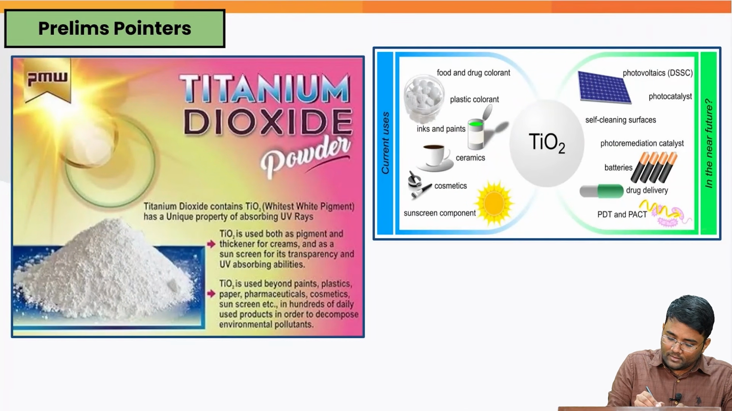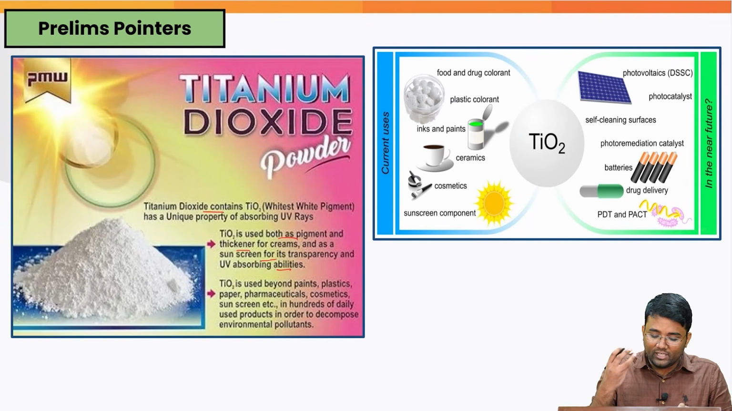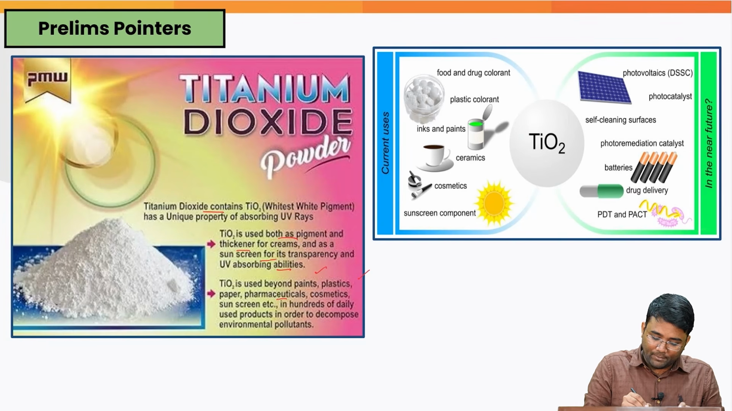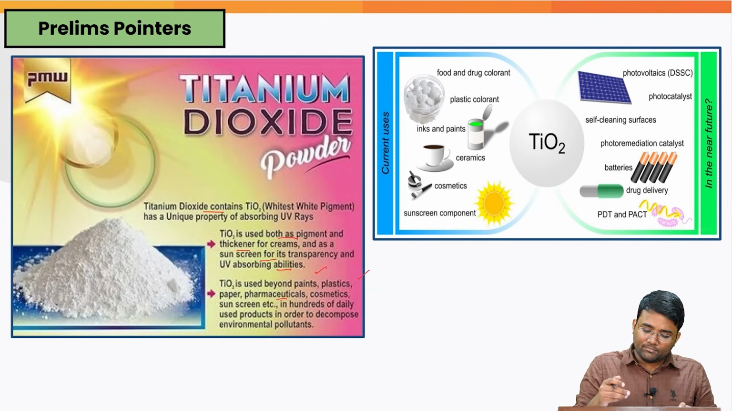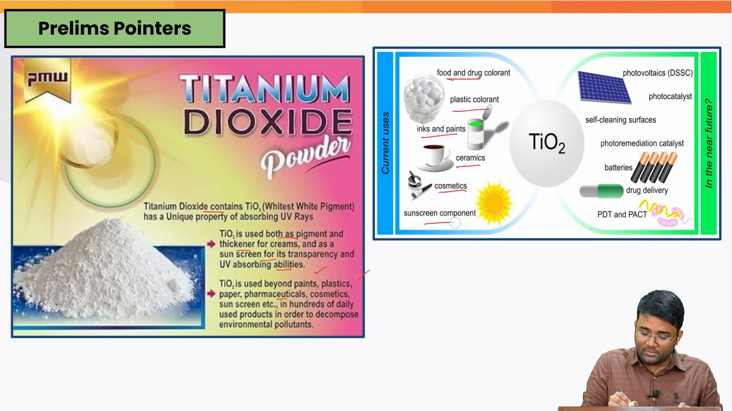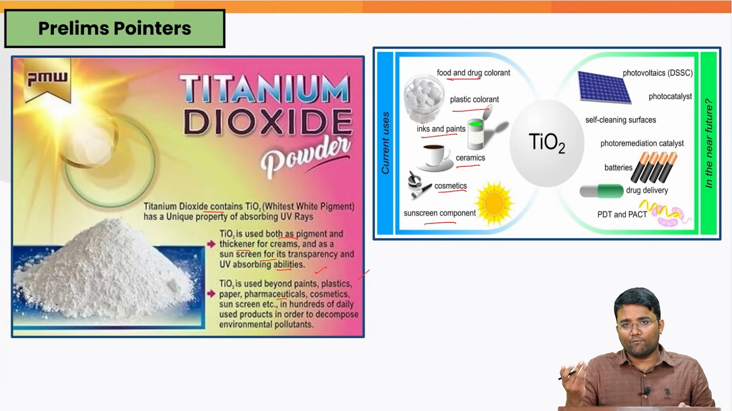So this titanium dioxide powder is used as a pigment and thickener for creams, and also used as sunscreen for its transparency and UV absorbing abilities. It is used beyond paints, plastic, paper, pharmaceuticals, and it has benefits in various other uses in food and drug colorant, plastic colorant, inks and paints, ceramics, cosmetics, sunscreen component, and in various other industries like photovoltaic cells and drug delivery, etc.